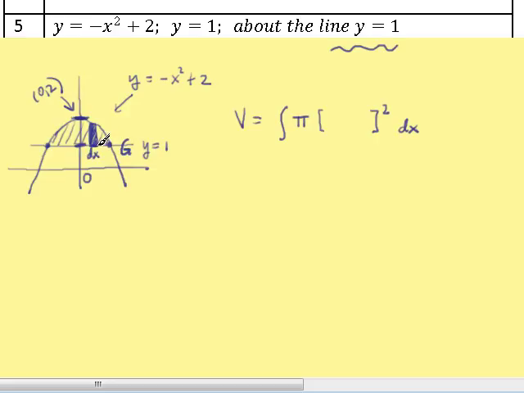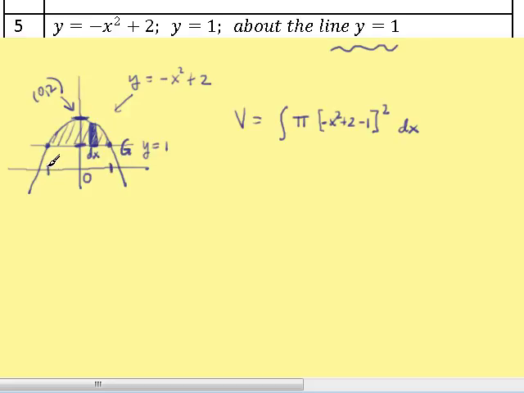The bottom of the rectangle is y equals 1, and the top is minus x squared plus 2. All right, so the height of this rectangle is the difference: minus x squared plus 2, subtract 1. So we have minus x squared plus 2, subtract 1. The general formula looks like this, and we're integrating from where they intersect.